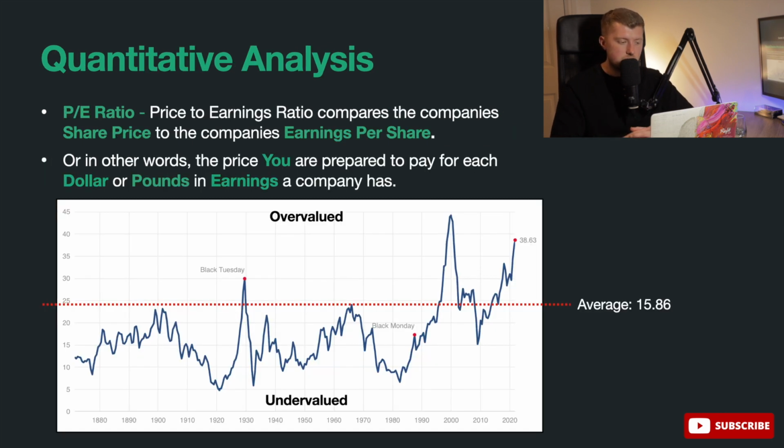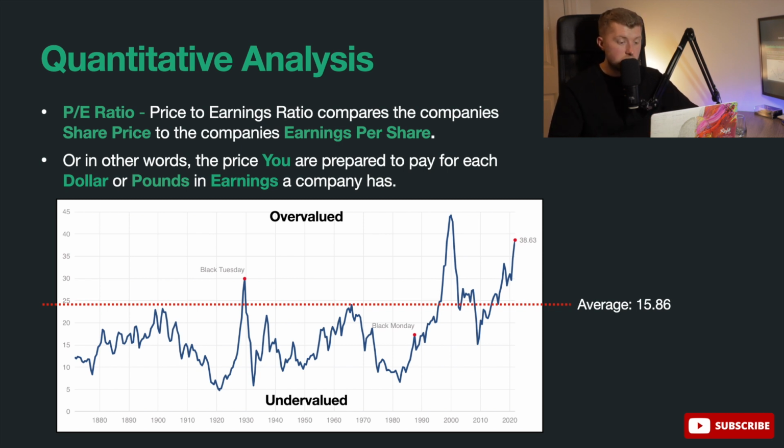So first up, what I wanted to talk about is the price to earnings ratio. The price to earnings ratio compares the company's share price to the company's earnings per share. Or in other words, it's the price you are prepared to pay for each dollar or pound in earnings which the company generates.